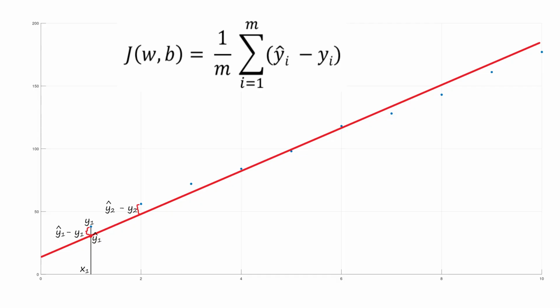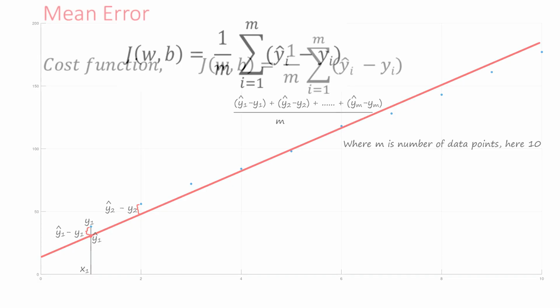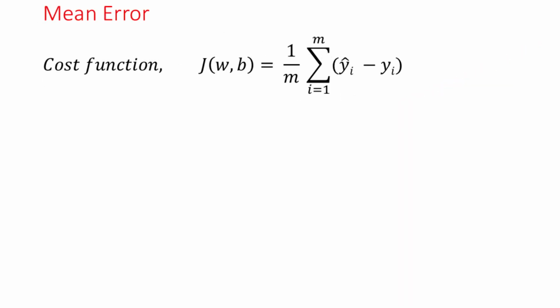Similarly, we find delta at all points. So we used summation from i equal to 1 to m, number of points. That is the mathematical way of saying y cap 1 minus y1 plus y cap 2 minus y2 and so on till m. We find the average of errors by dividing the sum by the number of points, 1 by m. This is what this equation says. This gives the mean error of all points. If error is least, a good model. If high, bad model.